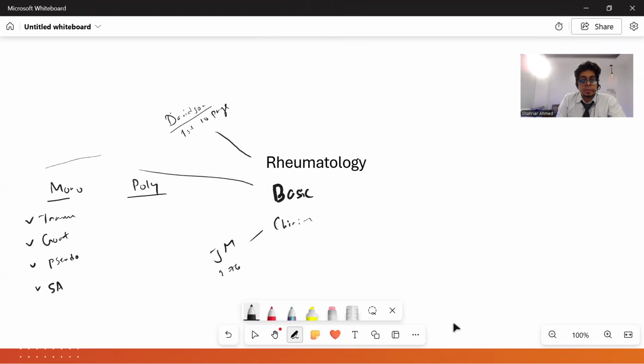Anyways, trauma, gouty, pseudogout, and septic arthritis. There can be many others. Even in some cases, rheumatoid arthritis and other arthritis can initially start as mono. Now, coming to poly, that means multiple joints are involved. It can be symmetrical, but it's not always like this one and this one, it can be multiple joints.